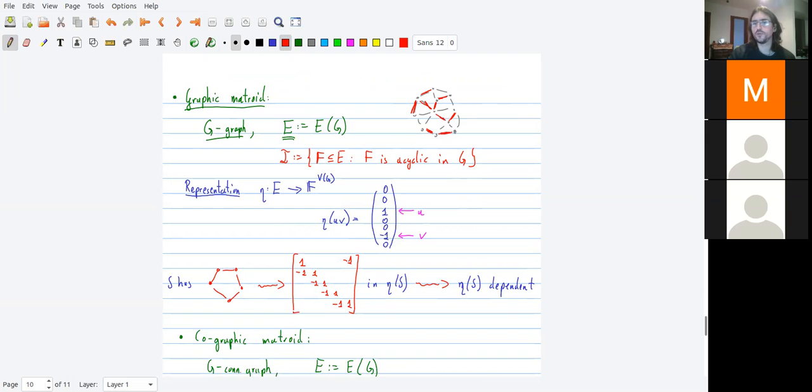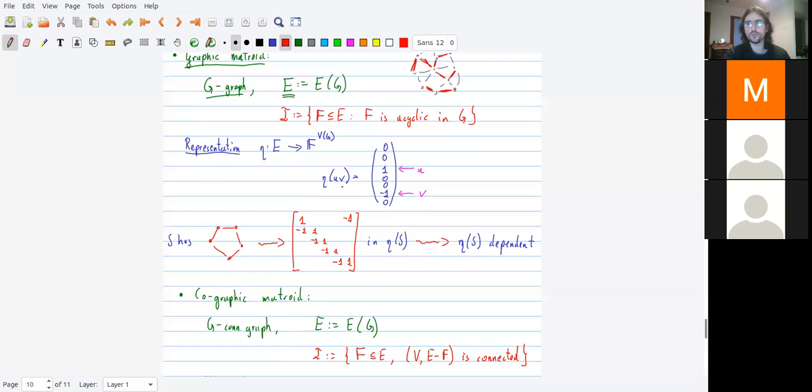So this would be an independent set in my matroid, because I do not see any cycle among the red edges. But if I, for instance, add this edge here, I would suddenly see a cycle, and then this set would be dependent. Yes. So I just defined a universe and a family of sets, and then you would need to actually prove that this is indeed a valid matroid.